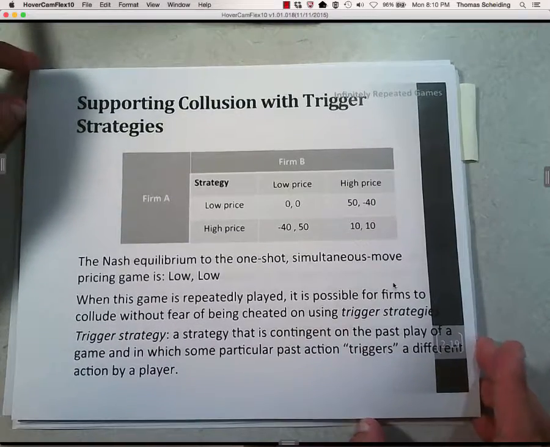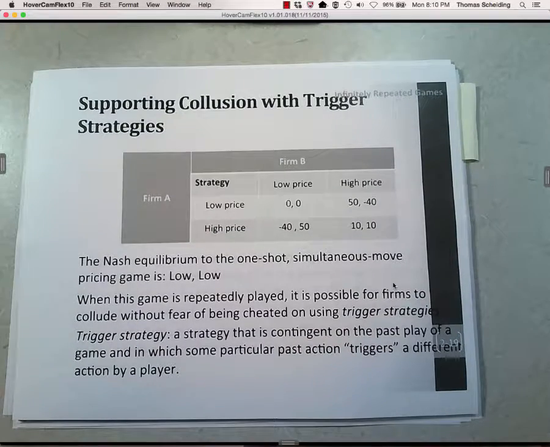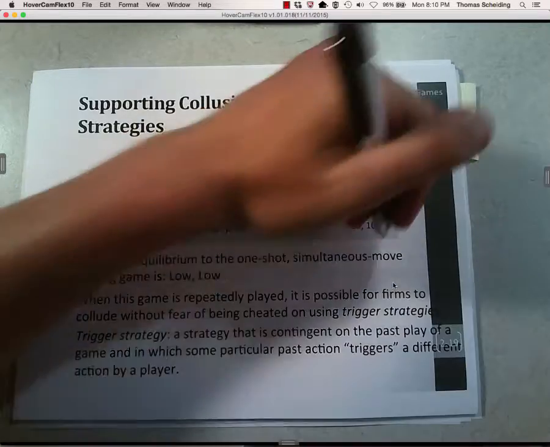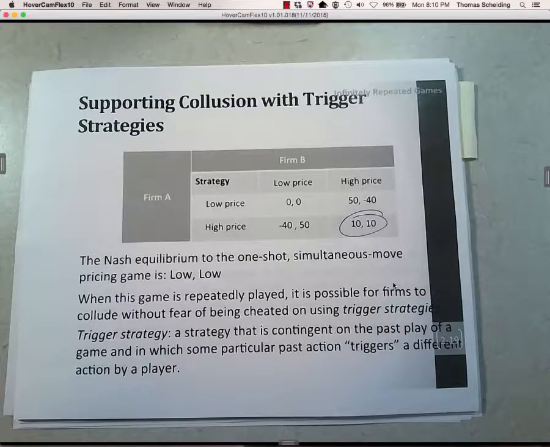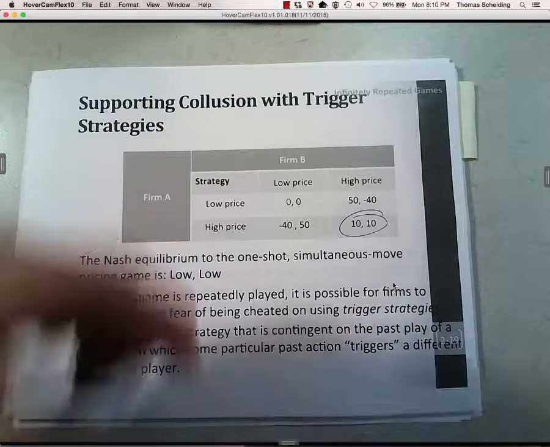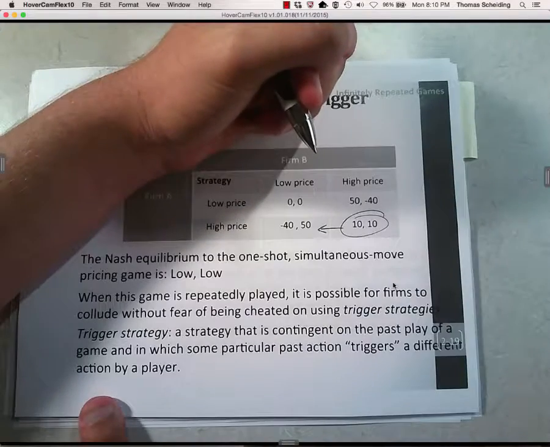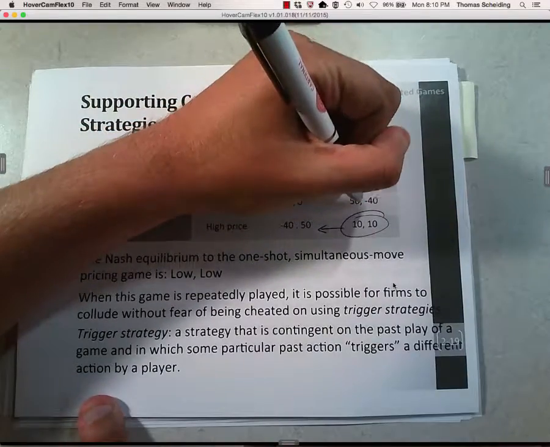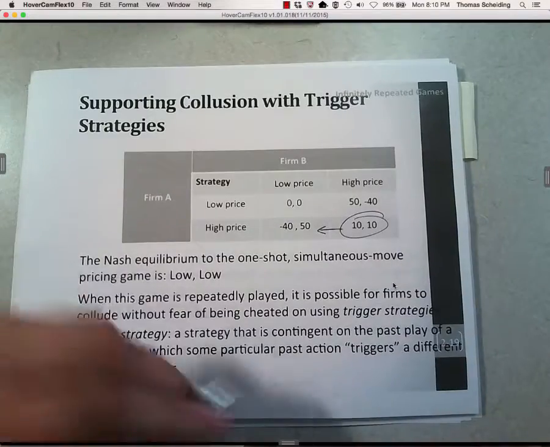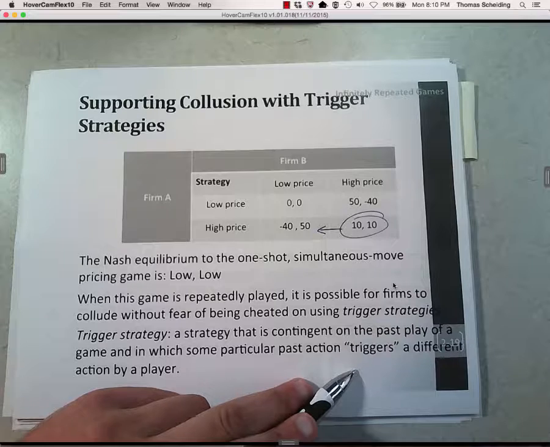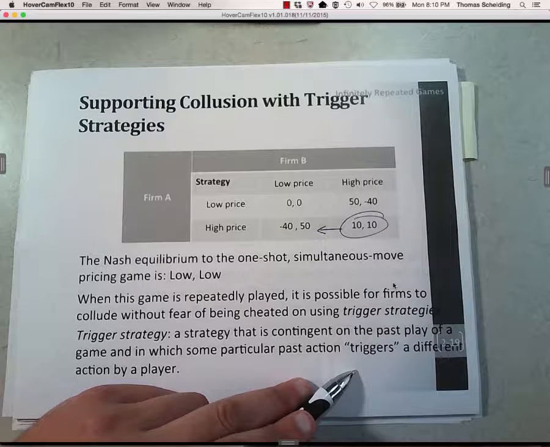With these kinds of infinitely repeated games, we sometimes see a trigger strategy. And in that trigger strategy, what we're saying is that firms may be able to reach this mutually better decision point, and they can do it when the game is played an infinite number of times, because if someone tries to hurt me, then I will try to hurt them in some future game. It will trigger me to do something different. So then no player wants to do that because they know this game is going to be played multiple times.